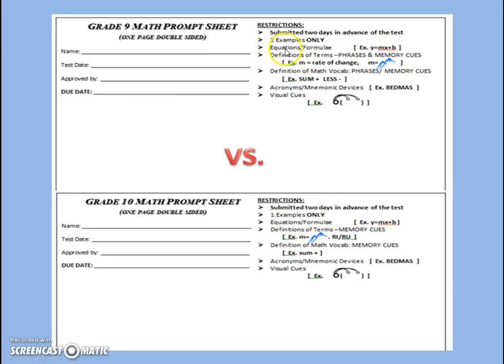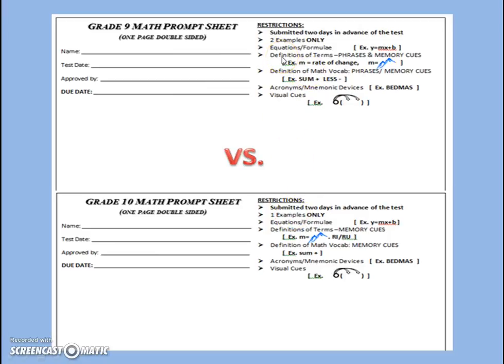What is also allowed are formulas and equations, and this is pretty standard in most university math courses. The formulas and equations are often given to students. So this is a standard that you will see in the 9, the 10, 11, and the 12.